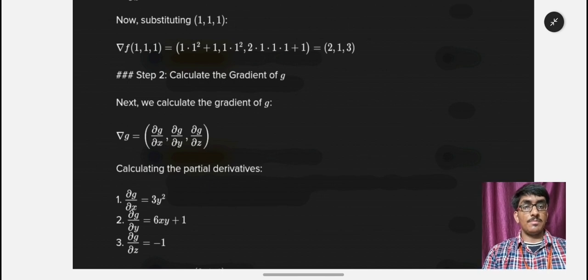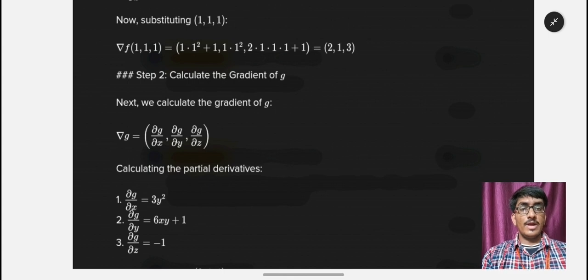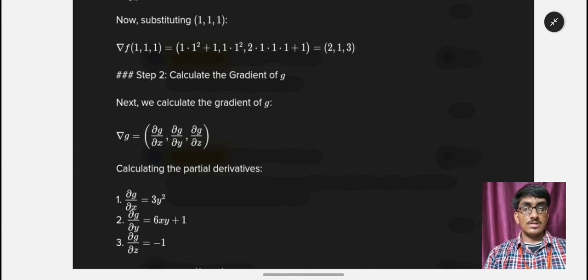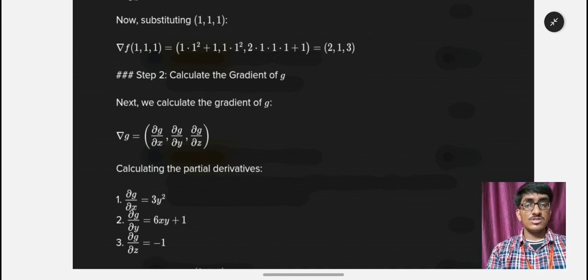This step is called the second step. The second step is to calculate the gradient of g. Del g equals dou g by dou x, dou g by dou y, dou g by dou z. We have to partially differentiate the g function with respect to x, y and z. We get the values by calculating partial derivatives.